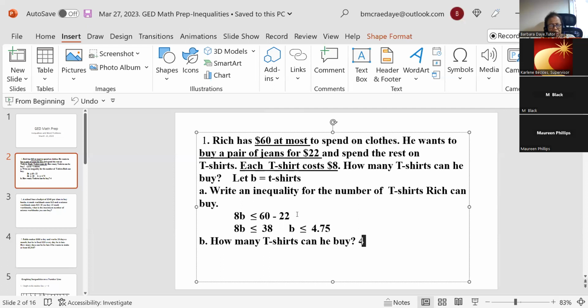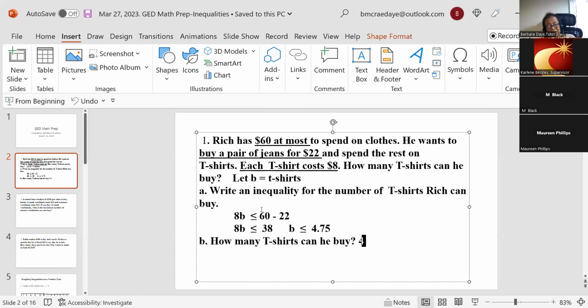For a question like this, I would probably give you multiple choice. I would say, write the inequality for the number of t-shirts Rich can buy. So I'd list 4 choices and you pick the right one. I may have 8B less than or equal to 38. Then I may have 8B less than or equal to negative 38, to make sure you're doing your signs right. So I will have a combination of choices and you pick the right inequality.